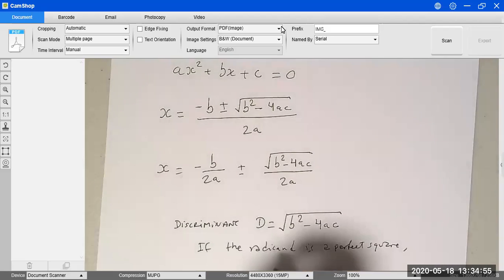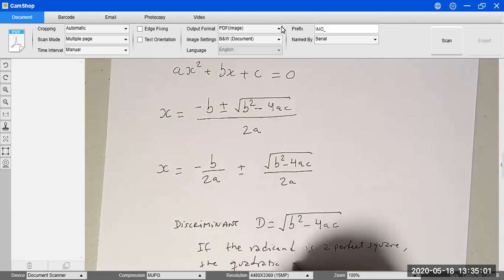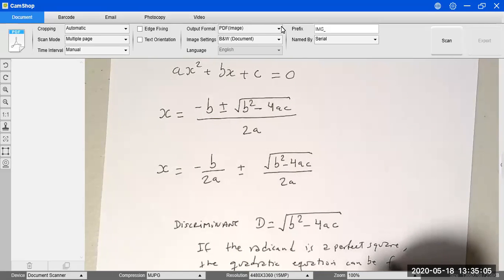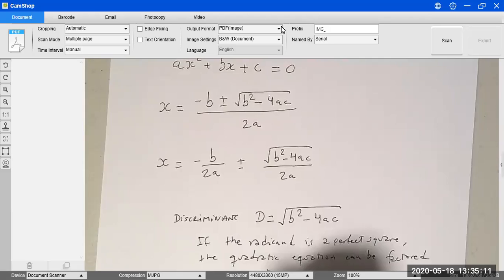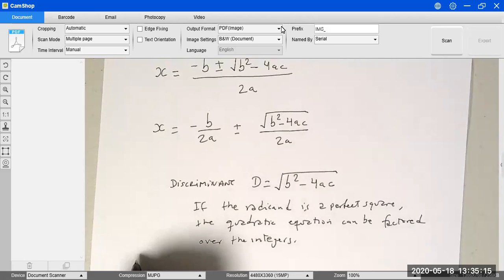So if the radical is a perfect square, the quadratic equation can be factored over the integers. This is something that usually we cover in Math 13, but it's good for you to know that now.